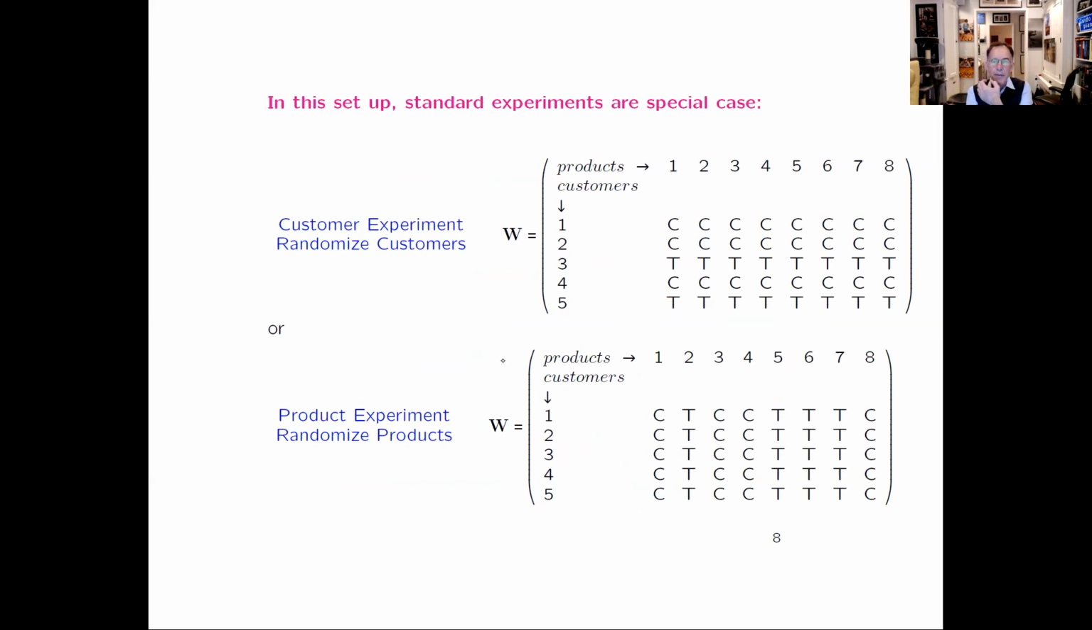A customer experiment where we randomize, in this example with these 5 customers and 8 products, where we randomize the customers, is one where every row of the matrix consists of only C's or only T's, and a product experiment is one where every column consists only of C's or T's. And so if the columns only consist of C's or T's, every row is the same. And if the rows are all either C or T, it means that every column is the same.